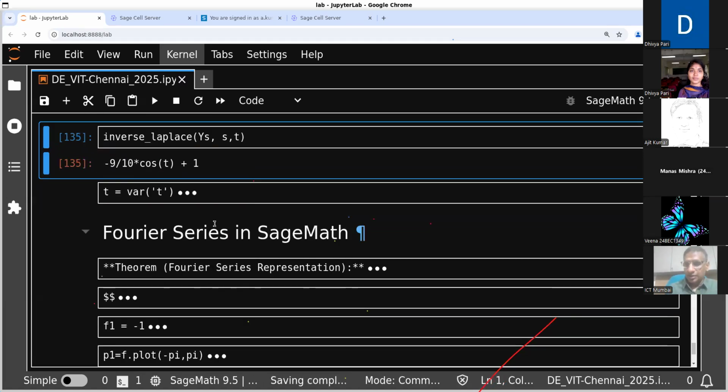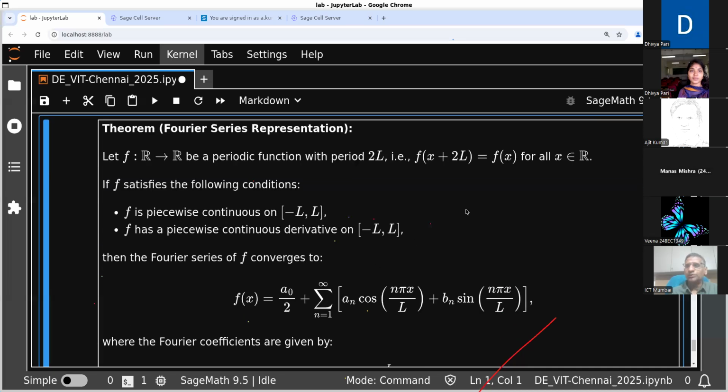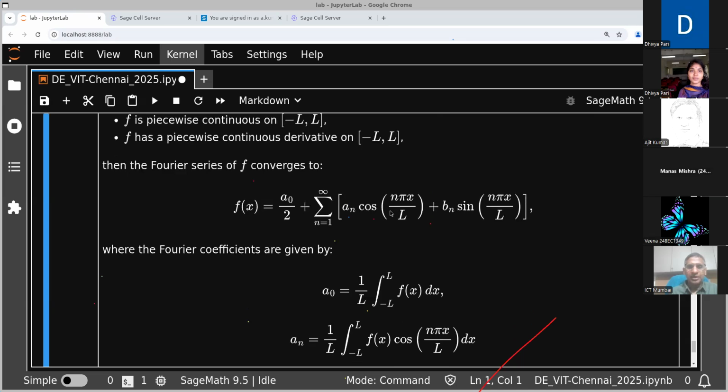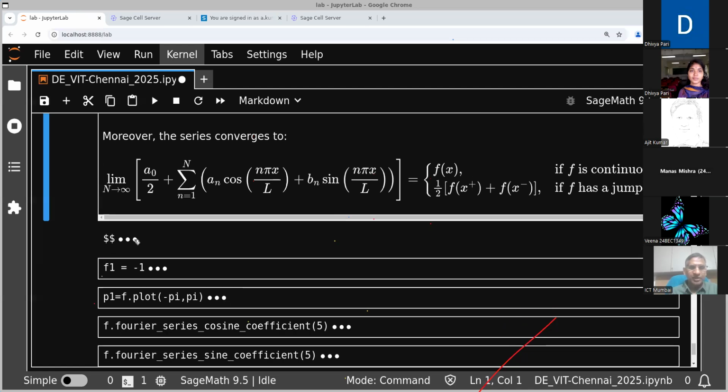Okay. Last one, let me also tell you, you can also plot a Fourier series. So you already know what the Fourier series is, right? If I have a function f, which is a periodic function with period 2 pi, and it is piecewise continuous in minus L to L, then the Fourier series is given by this, where an and bn are called Fourier coefficients, right? These are given by this. So you can very easily find them.